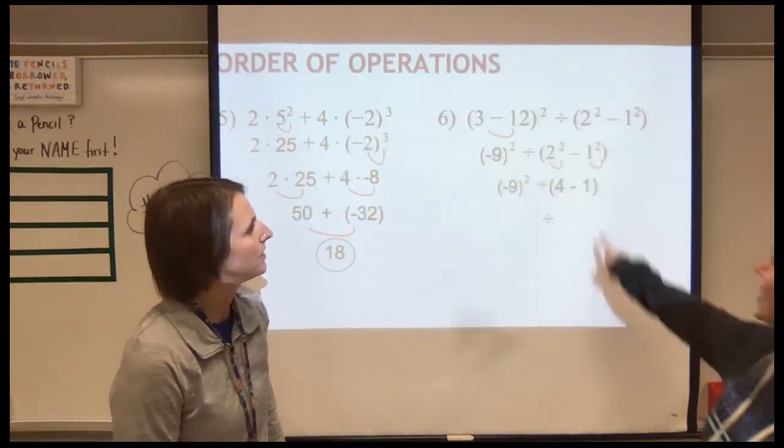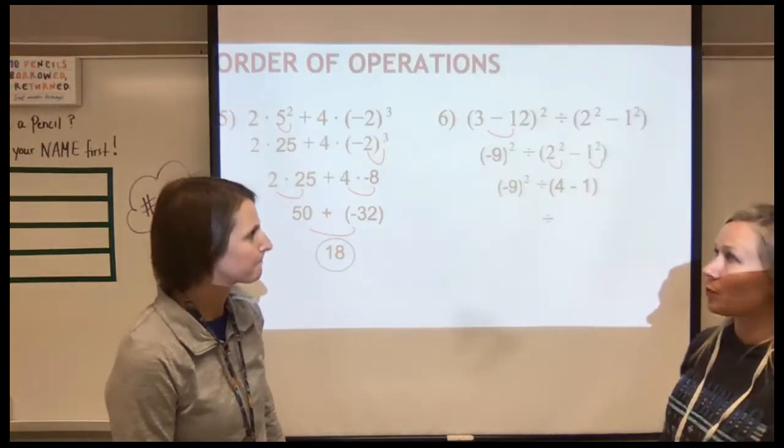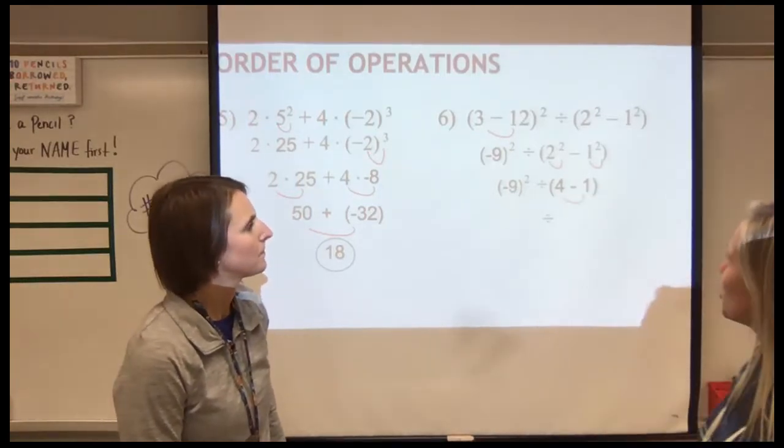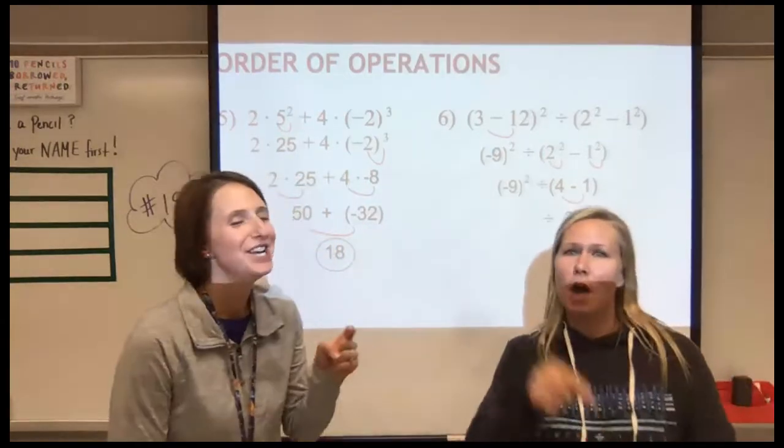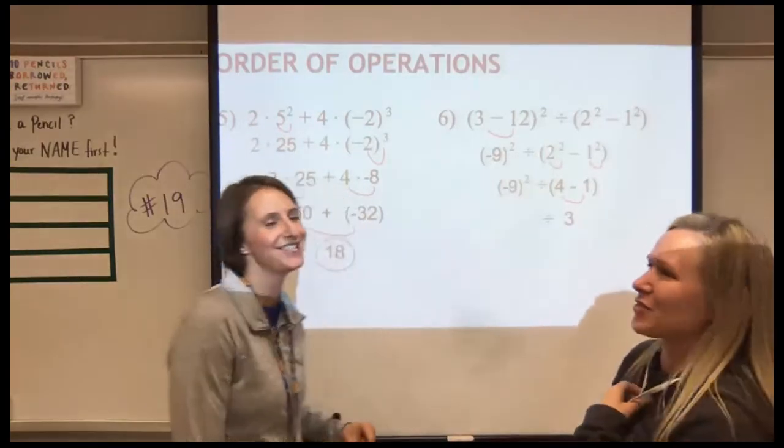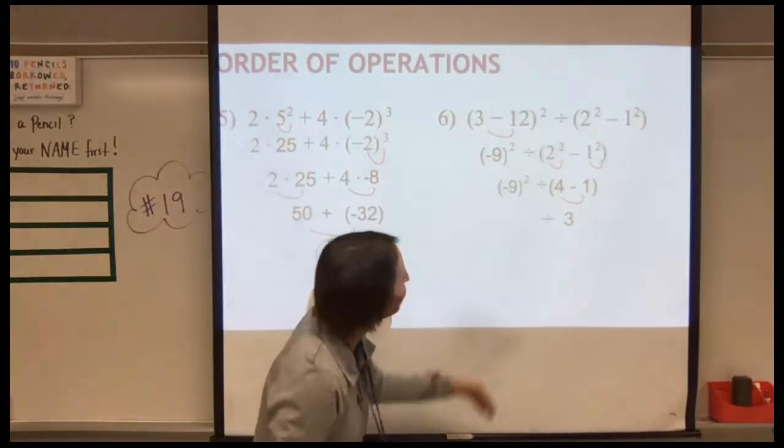We still have something to evaluate in the grouping symbols here. So 4 minus 1 is 3. Just kidding, I was making sure you guys were paying attention. Okay. Drop that down. Drop that down.